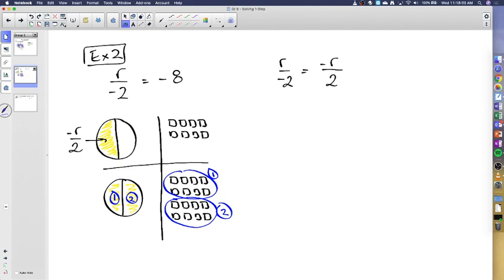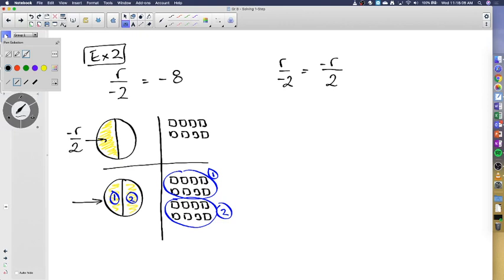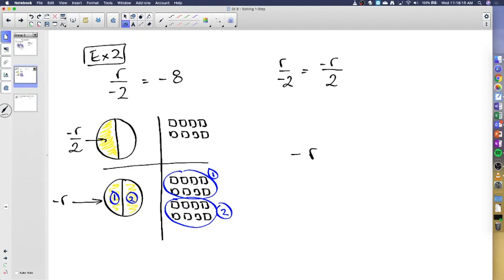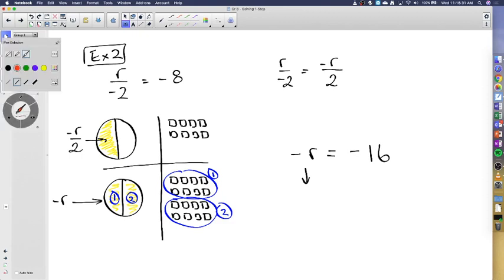Okay? Now, this is a problem because if you look at my circle, when it's all filled in, the whole thing is not r, it's -r. So I have something that says -r is equal to -16. And that's not really what I'm looking for. I want to know what the letter r equals. And right now I don't know what the letter r equals. So I have to change this. I don't want -r. I want it as positive r. Okay? I care about positive r.